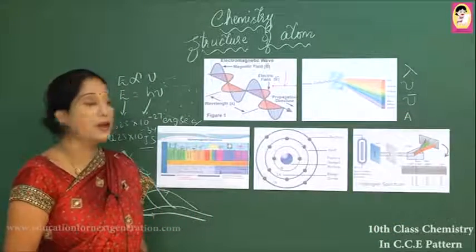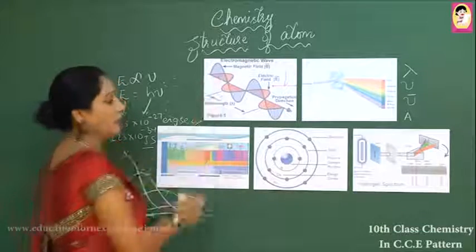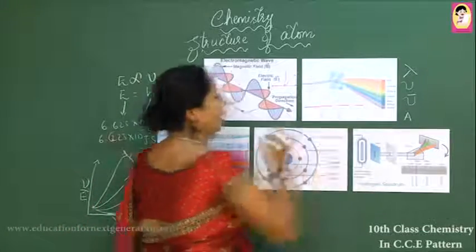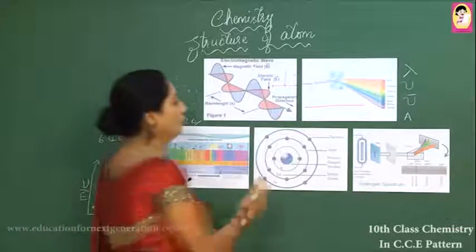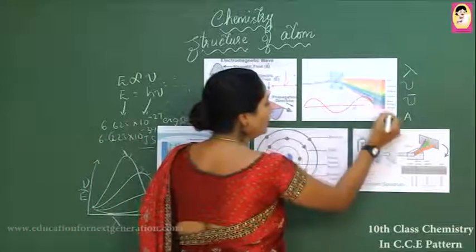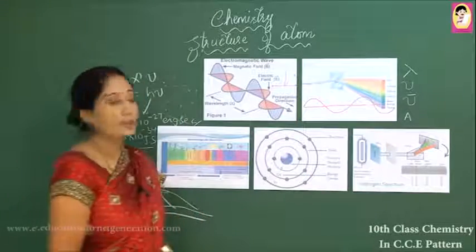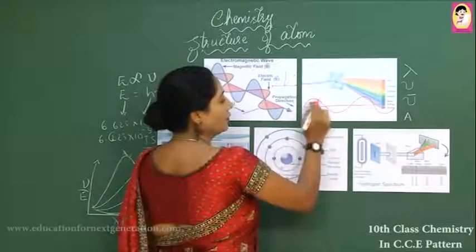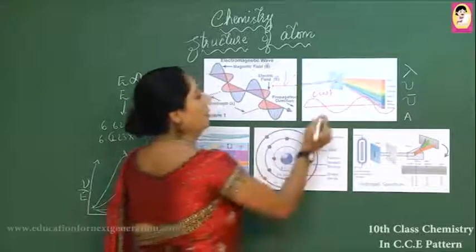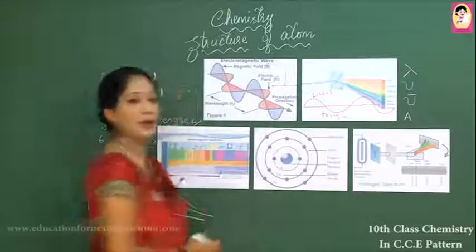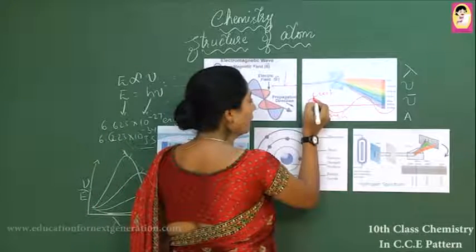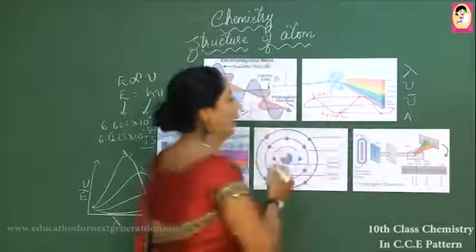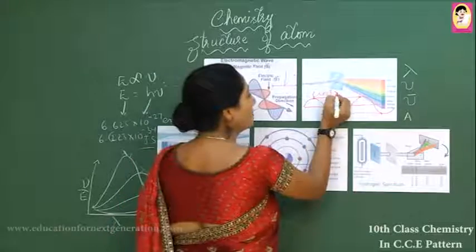So, what is wavelength? A wavelength is the distance between two successive crests or troughs. Let us take this example. I am drawing the surface of the water and a wave over here. The upper part of the wave is called the crest. The lower part is called the trough. The distance between two successive crests or two successive troughs is called the wavelength. It is denoted by the symbol lambda.